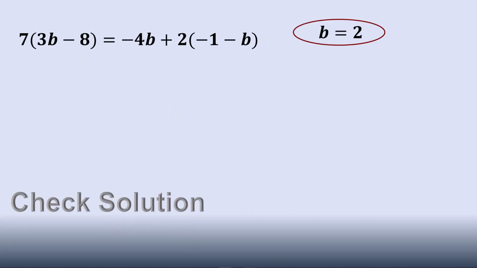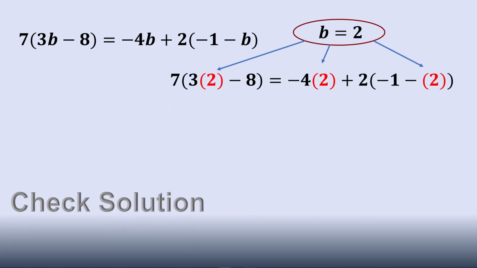The value 2 replaces b in 3 places. 7 times 3 times 2 minus 8 is equal to negative 4 times 2 plus 2 times negative 1 minus 2. The 3 times 2 simplifies to be 6. Negative 4 times 2 is negative 8. Negative 1 minus 2 is negative 3.